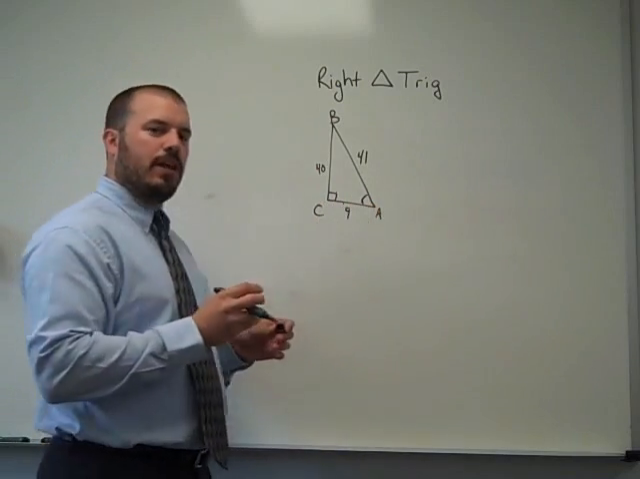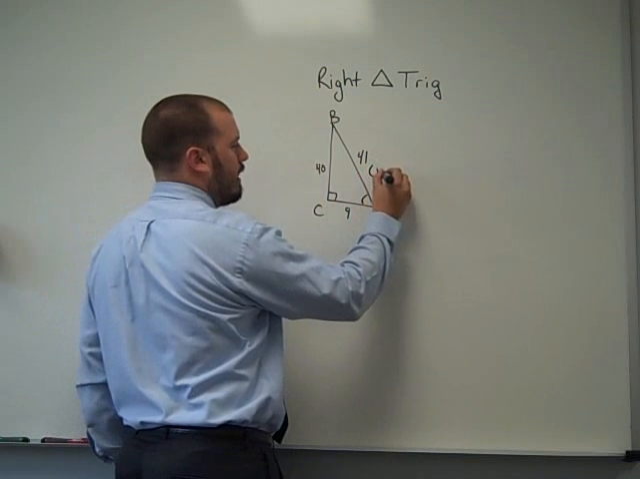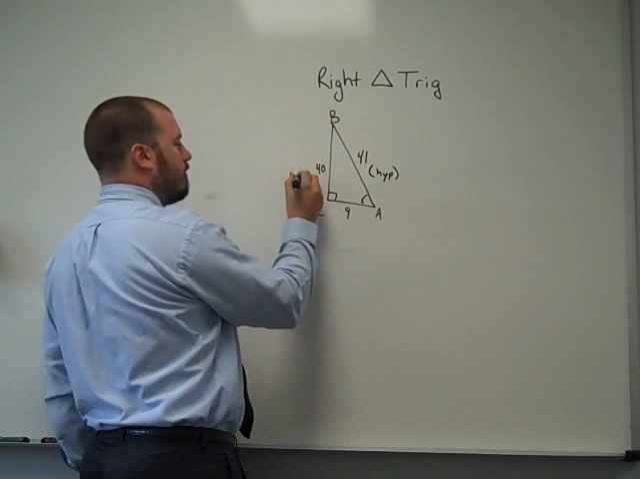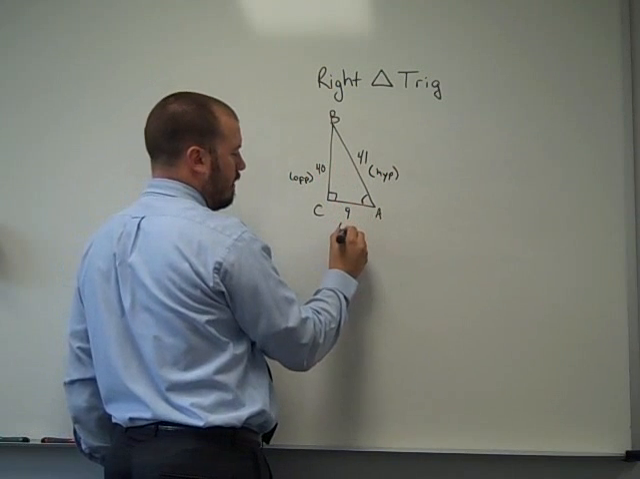So I'm going to focus on angle A, and I'm going to label my sides. Hypotenuse is always opposite the right angle. Opposite of angle A is over here. And adjacent leg to angle A is right here.